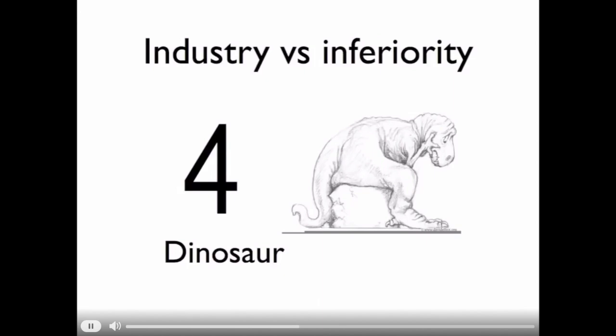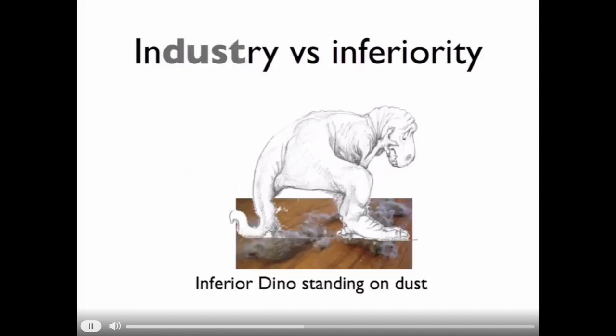Number 4 is industry versus inferiority. And remember, number 4 is a dinosaur. Well, industry has the word dust in it. So let's have our dinosaur standing on some dust. We also need to picture something that's inferior. Well, we have a dinosaur. Let's just make him look inferior. So we have an inferior dinosaur standing on some dust. 4, dinosaur, standing on dust, industry, and he's inferior.